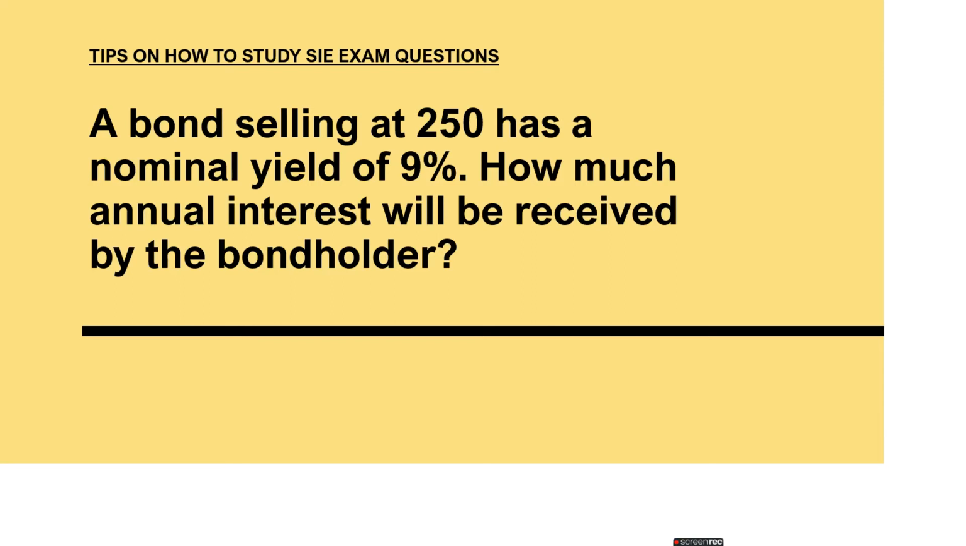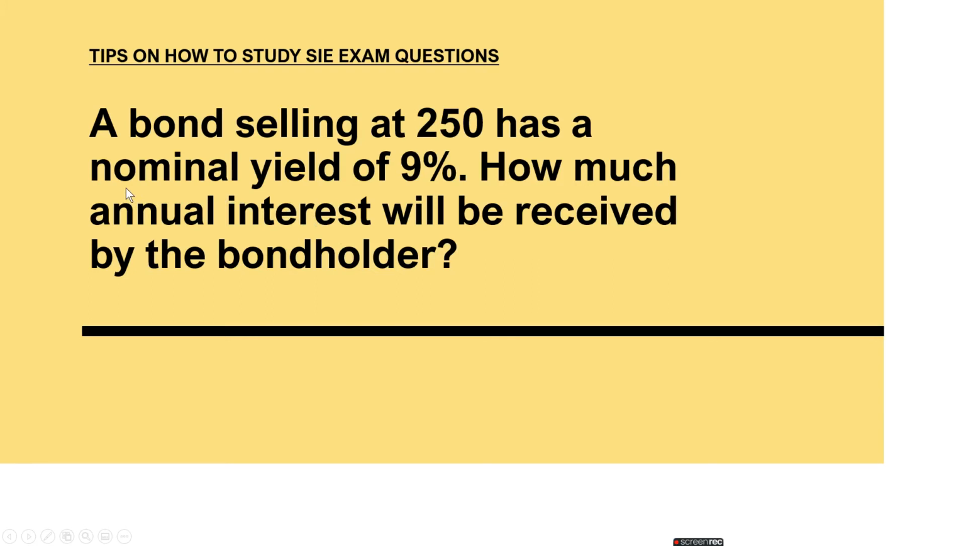Now, when you read the question, what you have to do with not only this particular question, but every question that is posed to you on the SIE exam, you have to carefully read the question, and then reinterpret what the question is actually asking you. So here on this question, a bond selling at 250 has a nominal yield of 9%.